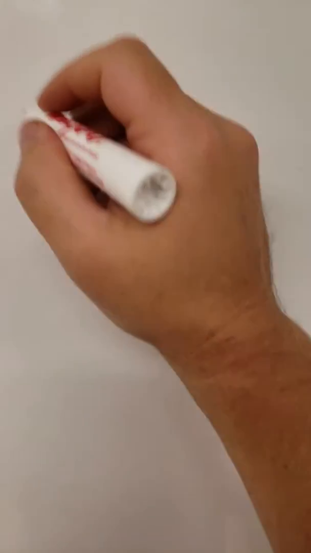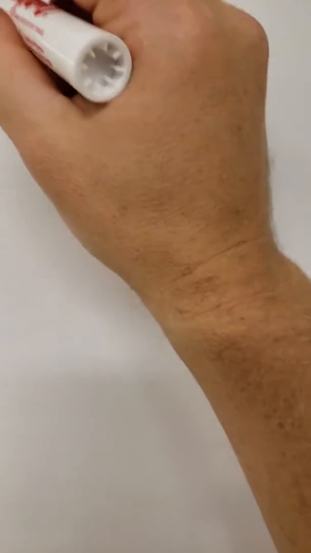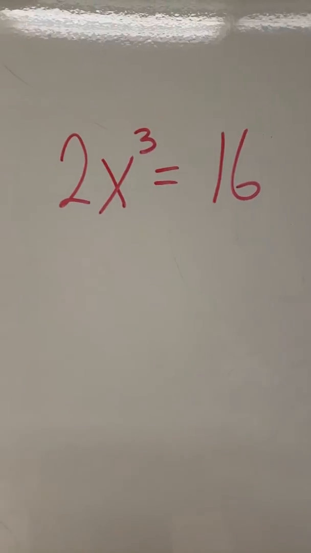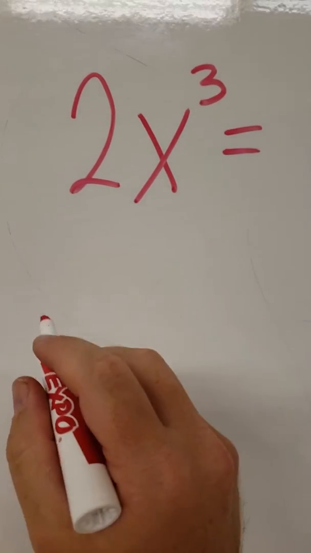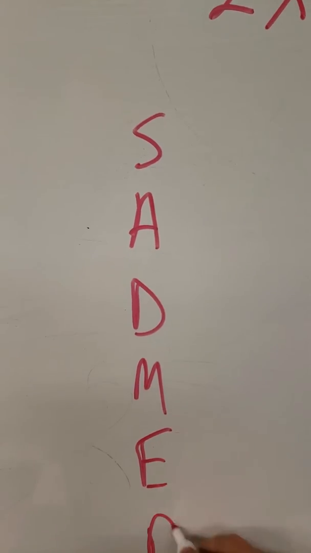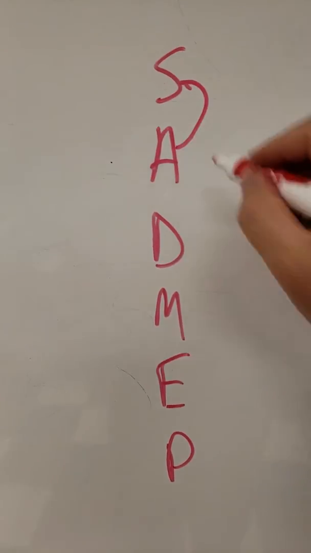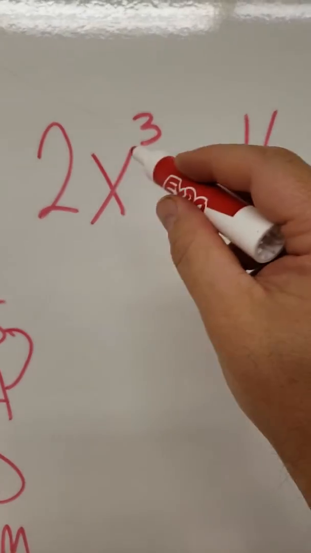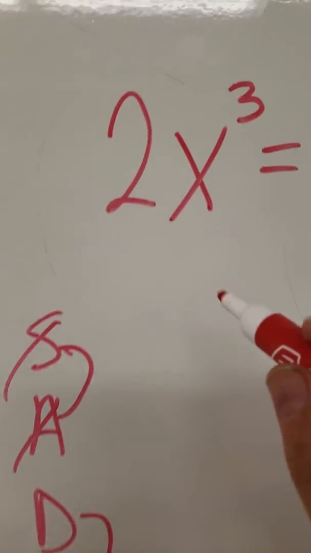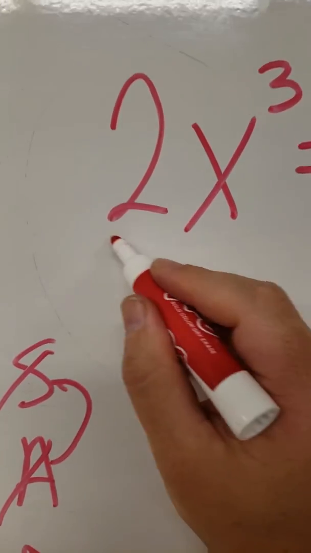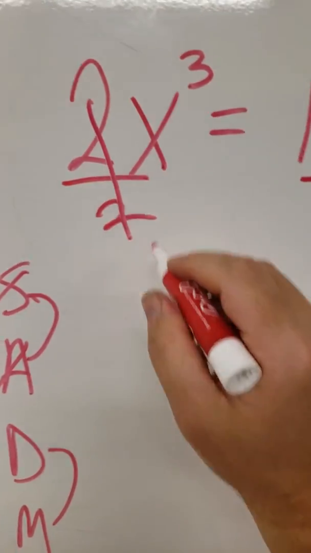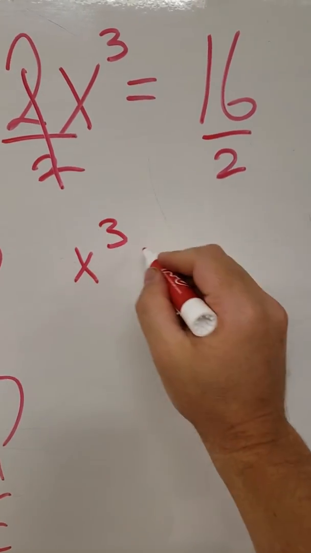And finally, if we have an equation, again, we go through SADMEP. SADMEP tells me to look for subtraction and addition first. I don't have any subtraction or addition up here. Look for division and multiplication next. I have multiplication right here, 2 times x to the third. So divide by 2, divide by 2. You wind up with x to the third equals 8.